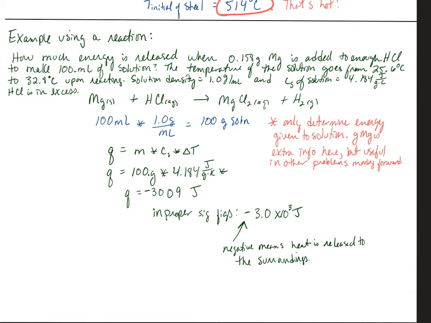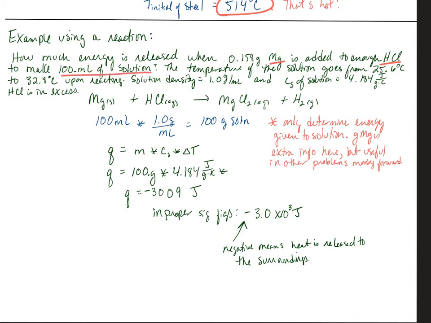Another type of problem that you might see is that you actually combine two things together. Most often this is things like sodium hydroxide and HCl. Those of you who are with me may see that in lab soon. So the question here is how much energy is released when you have magnesium and it's added to enough HCl to make 100 milliliters of solution.